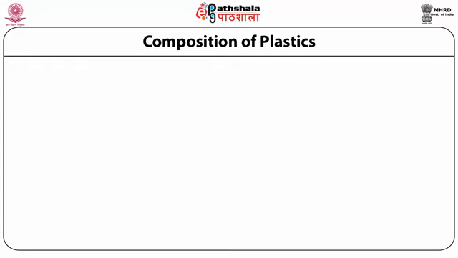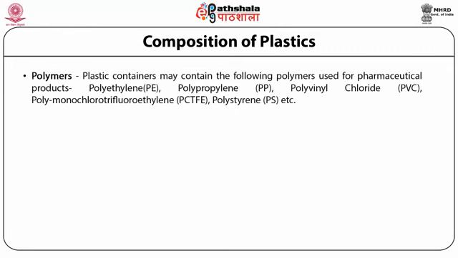Composition of the plastic. We can call it the composition of the polymers present in the plastic. Basically plastics are polymers, and nowadays the market, especially the pharmaceutical field, is flooded with so many types of polymers which can be used for various purposes. But the polymers we are discussing here are basically developed for packaging material.